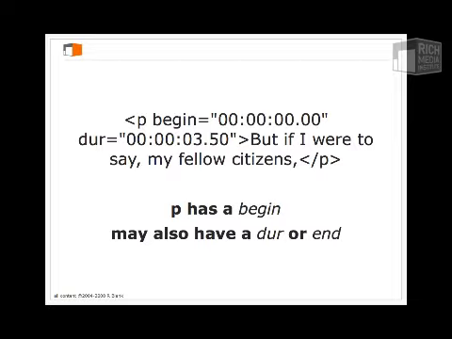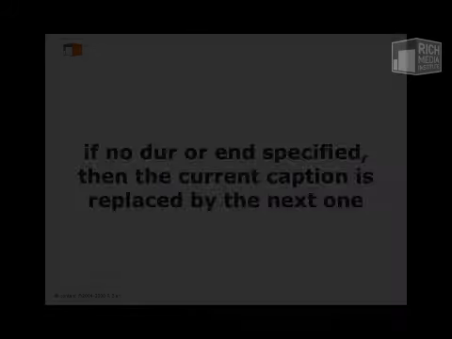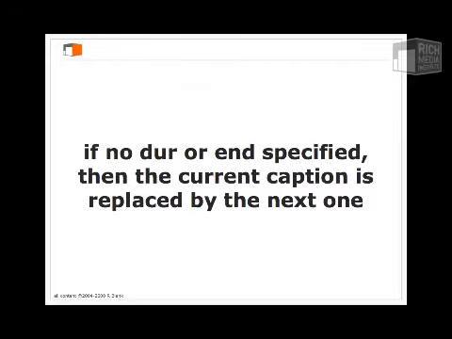Each caption has a begin, which is the beginning time code at which this caption appears, and either a dur, which is the length that this caption should display, or end, the time at which this caption should disappear. And if neither dur nor end is specified, then the current caption is replaced by the next one.